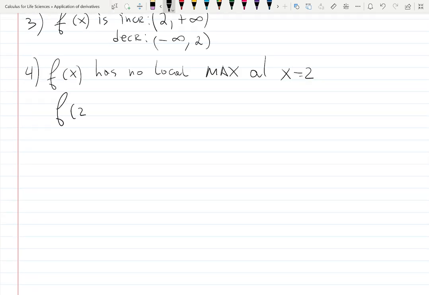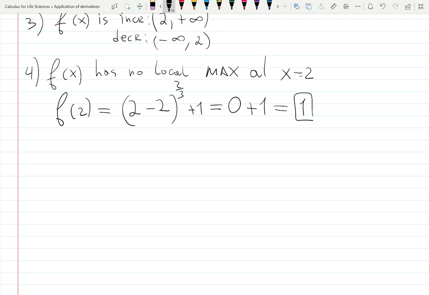f at 2, the very original, will be 2 minus 2 raised to the 2/3 plus 1. Oh, that's a very nice convenient number. It gives you 0, right? Plus 1. Oh, plus 1, sorry. That's a good point. Oh, I made this mistake on purpose so you catch it. So the point, local minimum, has coordinates 2, 1.